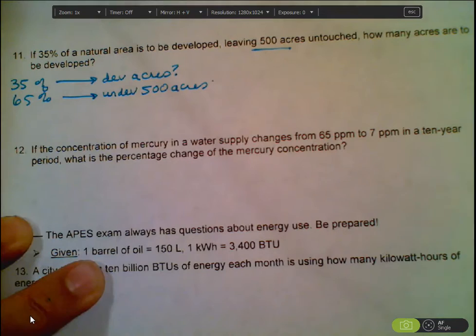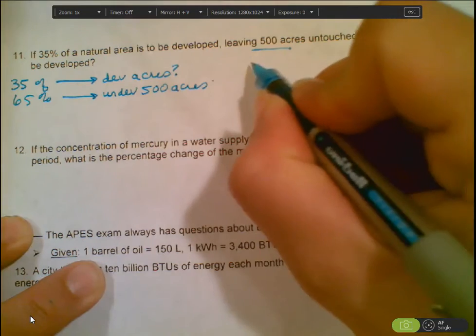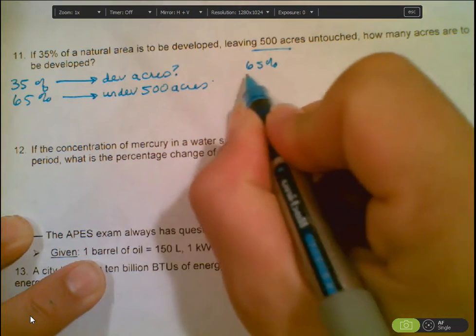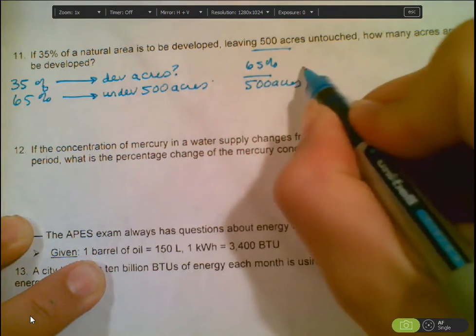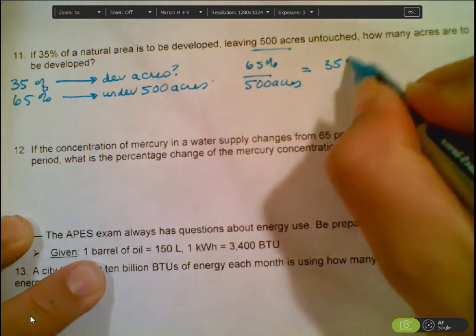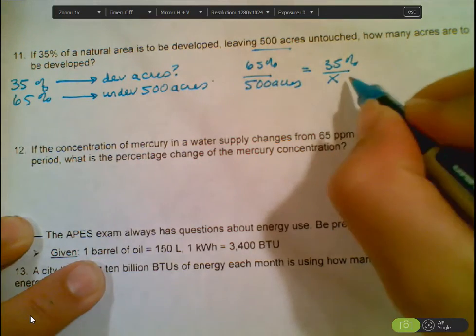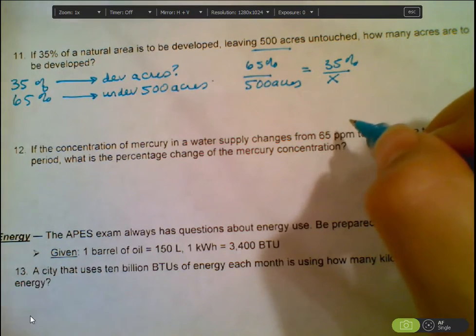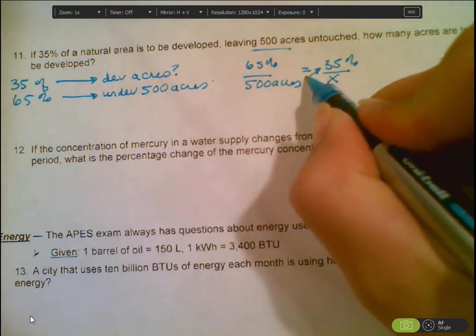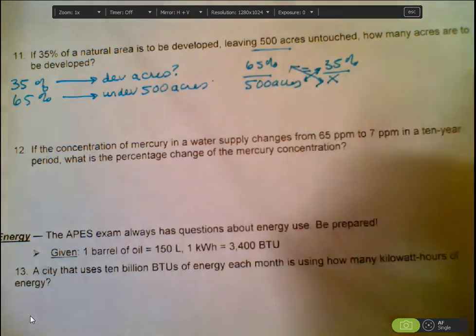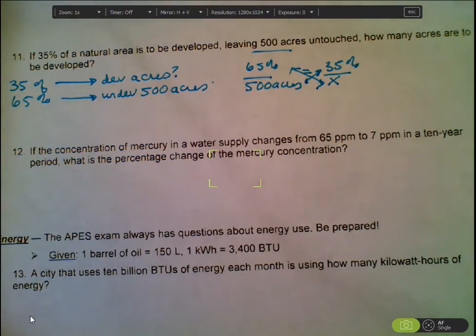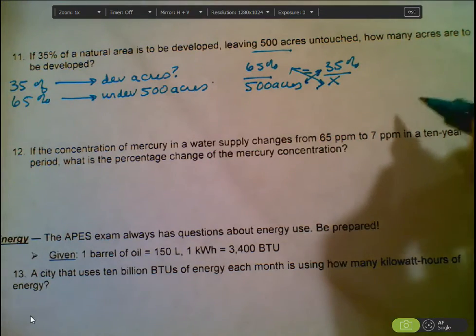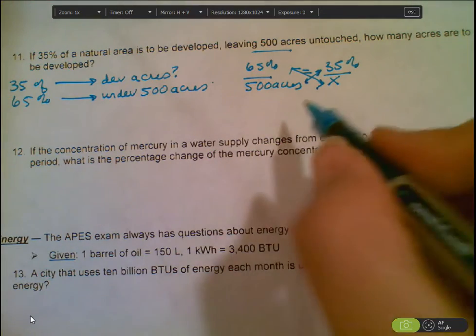So right away, I'm seeing it's jumping out at me that I can go ahead and just try a ratio on this one. So I know 65% gives us 500 acres. So 35% would give us how many acres? X acres. Okay, so I'm going to just cross multiply. There we go, that's a little bit better. I'm trying to leave some space because I know this is going to take me some long division.